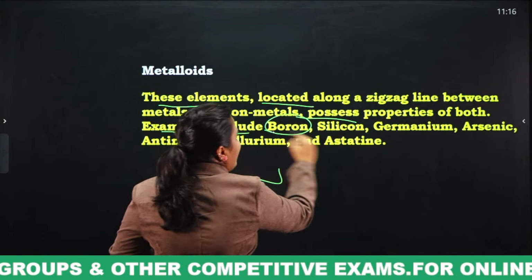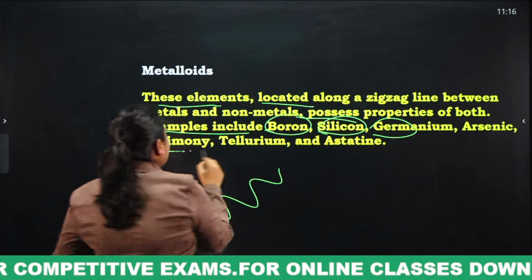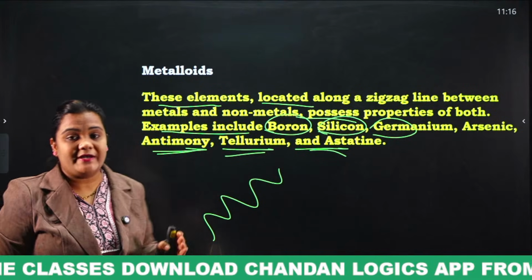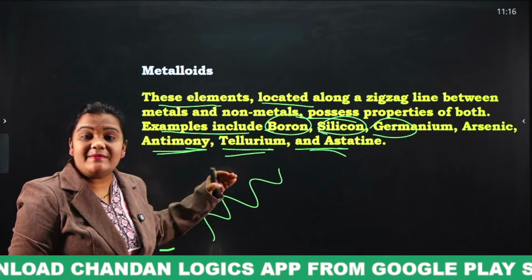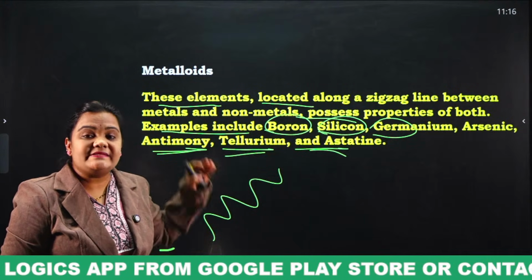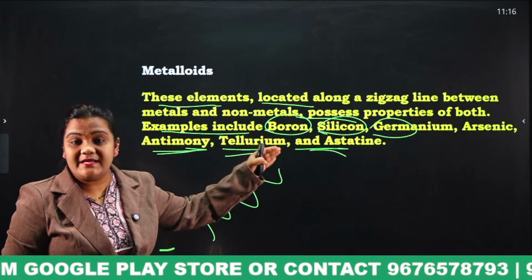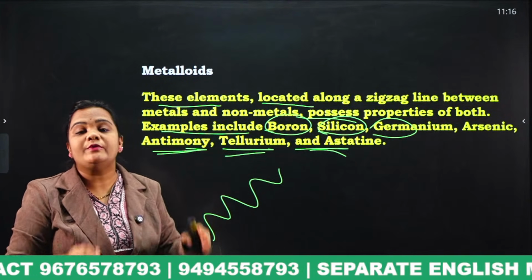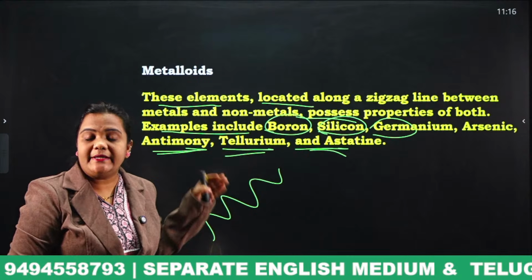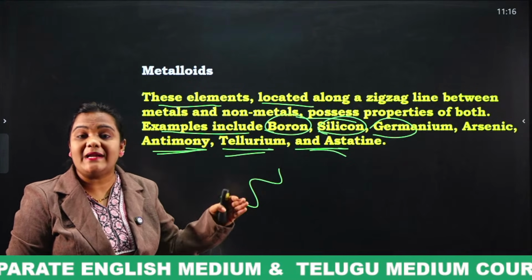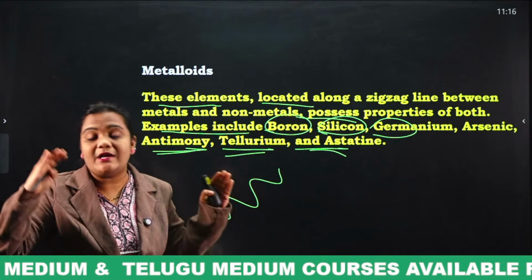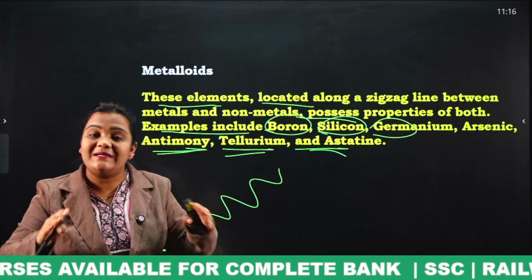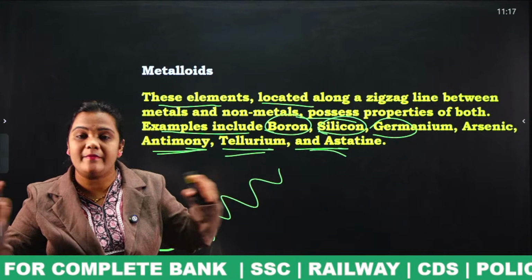Examples include boron, silicon, germanium, arsenic, antimony, tellurium and astatine. Remember, students, very, very important. These are nothing but semiconductors. Silicon, germanium, arsenic, these are the examples of what? Semiconductors. Now what do you mean by metalloids, students? In the periodic table, metalloids are located in between the metals and non-metals in a zigzag line. They have the properties of both the metals as well as the non-metals.